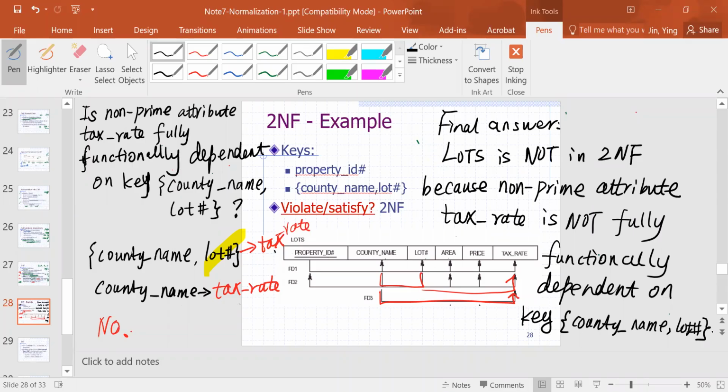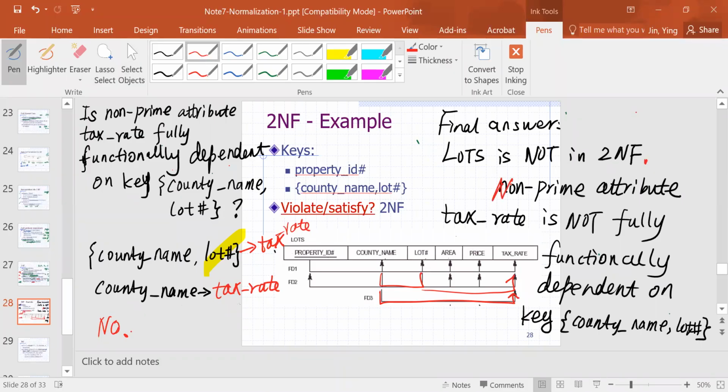Okay, so this is the case of no, right? The important thing is I want to see the reason, the why part. So why is this not second normal form? You need to tell me the relation. First of all, you tell me this is not in second normal form, and you tell me the reason. You don't have to do more than this, and that's good enough.